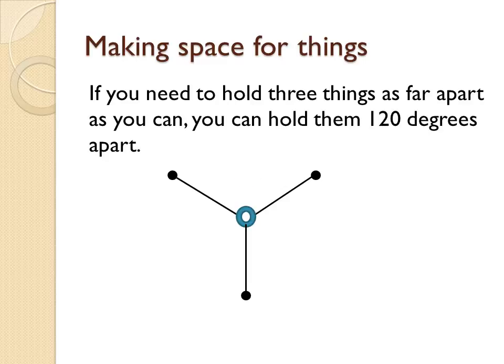All right, if the blue circle needs to hold three things as far apart as it can, if it needs to make space for three things, then the biggest space that it can have is 120 degrees apart. So it's almost like a pizza that's been cut into thirds. So if you draw a circle that goes through the three black dots, it's like a pizza that's been cut into thirds, like a flat pizza. And each piece is 120 degrees.